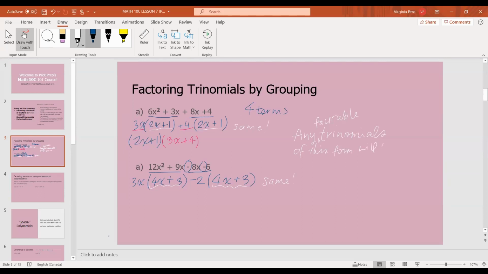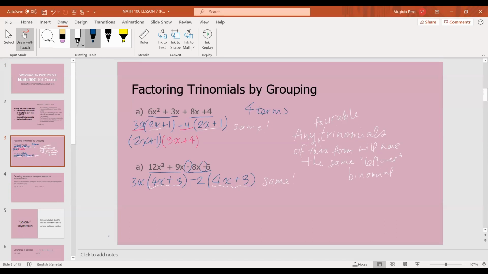will have the same leftover binomial. What I mean by this is just if a trinomial is factorable, once you group it, the leftover stuff, once you take out the factor, will be the same on both groups.